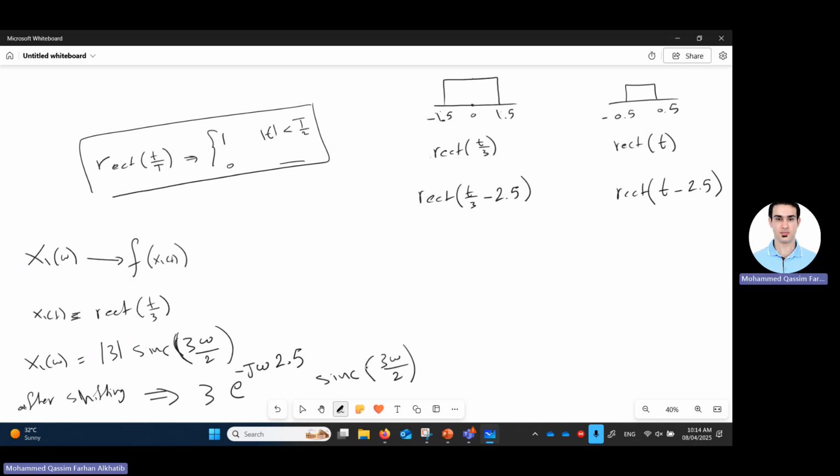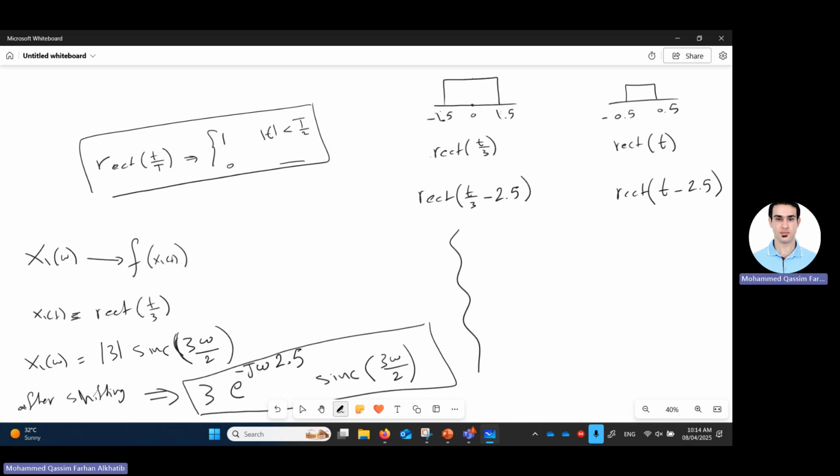That's the first expression. I started from the standard rectangle, found the transform, then I applied the time domain shifting, which is the scaling in the frequency domain by e to the power negative j omega by the amount of that shift, which is 2.5. And that's it. That's the first expression.